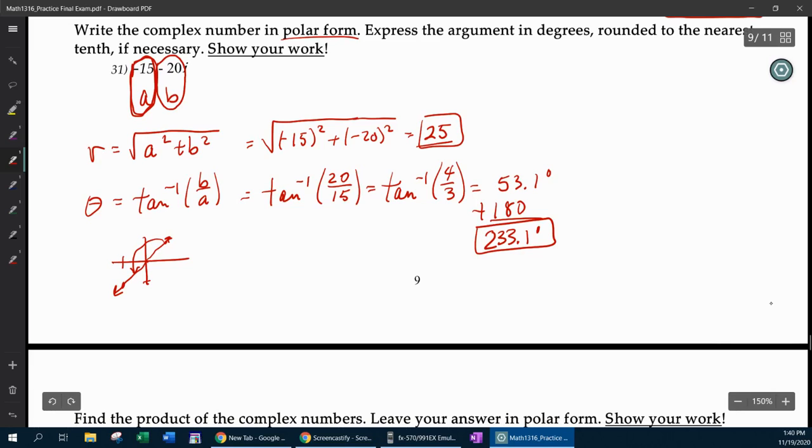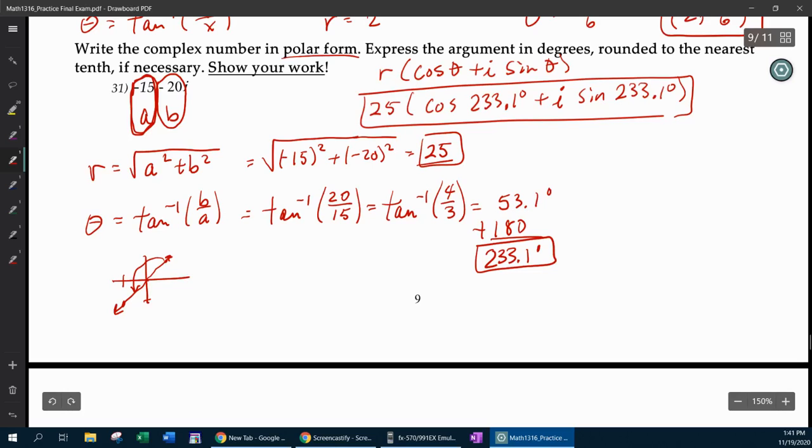The formula for a complex number in polar form is R cosine theta plus I sine theta. And to finish it off, we will need to express this complex number in polar form. You can't just stop with R and theta. You do need to express it in polar form. So that final answer is going to be 25 cosine of 233.1 degrees plus I sine 233.1 degrees. That is the complex number in polar form.